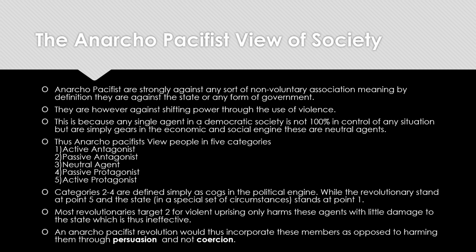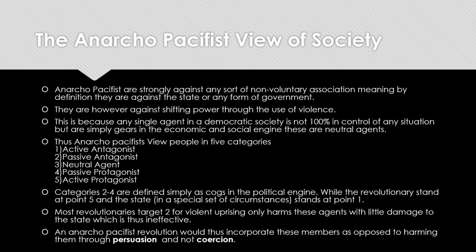This is because any single agent in a democratic society is not 100% in control of any situation, but is simply a gear in the economic and social engines. These are neutral agents. Thus, anarcho-pacifists view people in 5 categories: one, active antagonists; two, passive antagonists; three, a truly neutral agent; four, the passive protagonist; and five, the active protagonist.